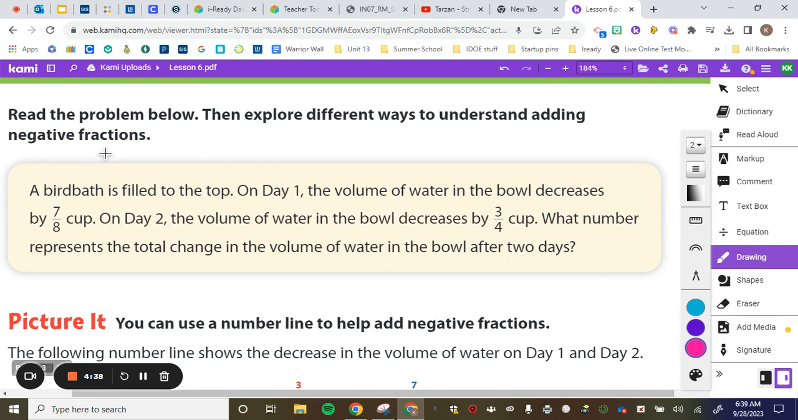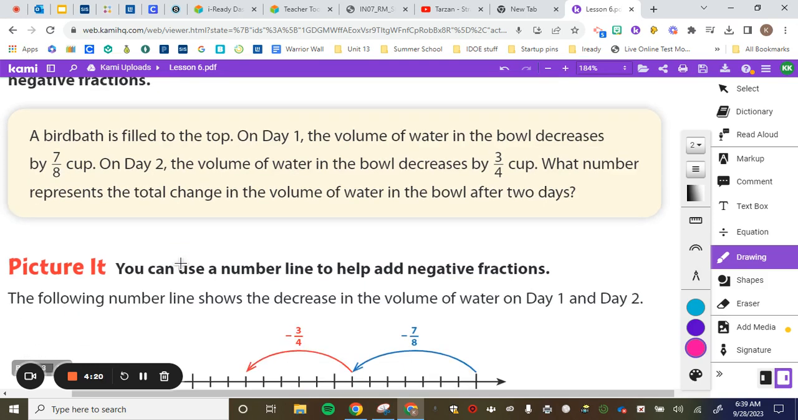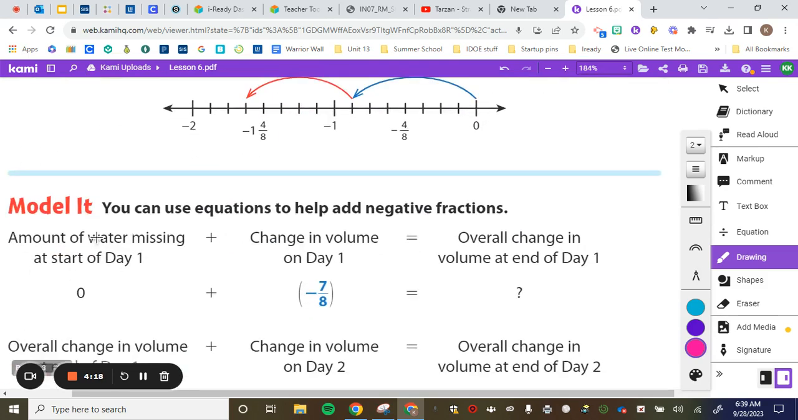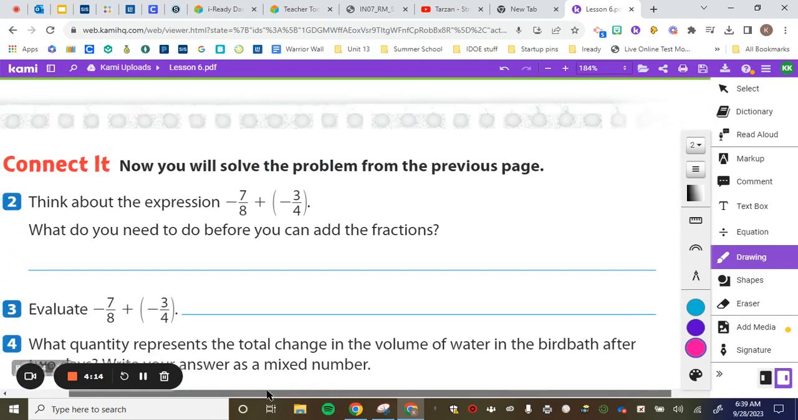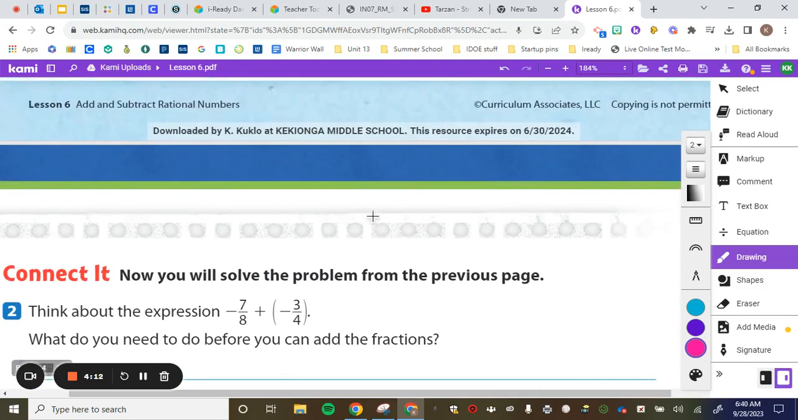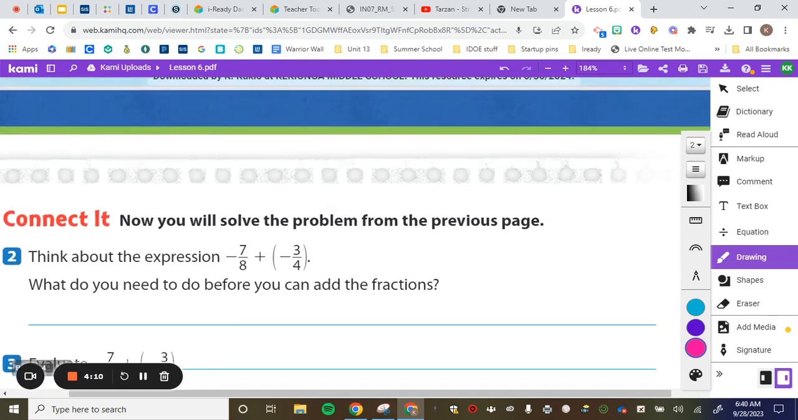Our question says a bird bath is filled to the top on day 1. The volume of water in the bowl decreases by 7/8 of a cup. On day 2, the volume of water in the bowl decreases by 3/4 of a cup. What number represents the total change in volume of water in the bowl after 2 days? I'm going to skip the picture and the model right now, and I'll come back to it because first we need to review some fraction skills. So this is on page 45.